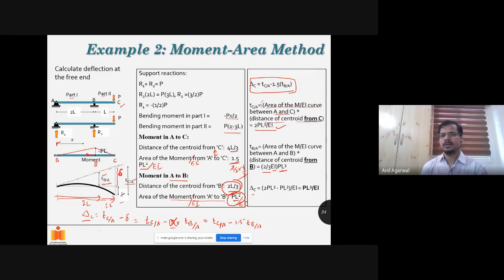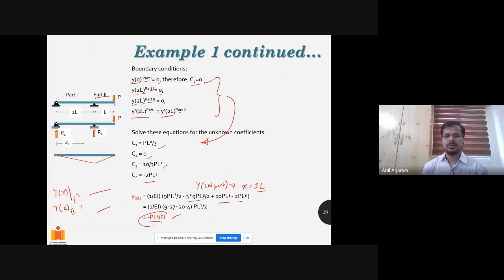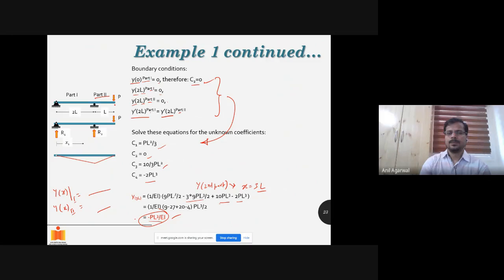And delta C, as I had shown you before, is the difference of the two. So 2 minus 2/3. I think I should write 2/3 here. There is a mistake here. No, sorry. Yeah, this minus 1.5 times this. So this multiplied by 1.5 will mean PL cube by EI. This was already 2 PL cube by EI. So 2 PL cube by EI minus PL cube by EI will give me PL cube by EI. So that is the deflection at C, which is matching with the deflection calculated in the previous example.